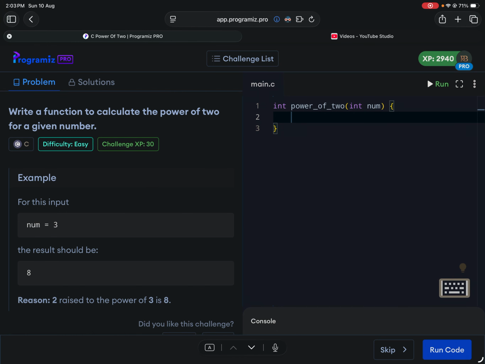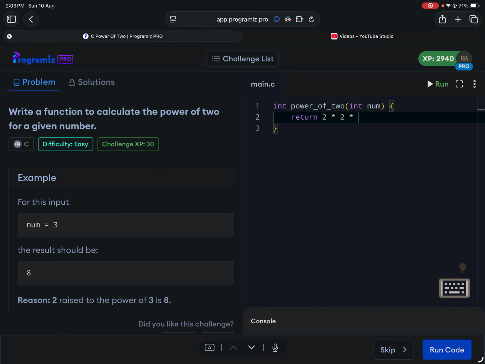So we need to write a function which will calculate the power of a given number. Okay, so power of 2 basically. So what we need to do is return... whatever the number they have given us, right? So we will have to multiply the 2 by that number. Okay, so if the number is 2, it will be 2 into 2 into 2, right? So that's how we will need to do it.